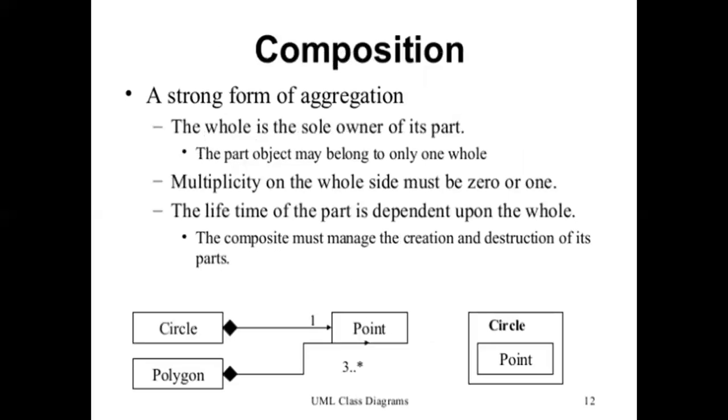Next one is composition. A strong form of aggregation is composition. The whole is the sole owner of its parts. A part object may belong to only one whole. Multiplicity on the whole side must be 0 or 1. The lifetime of the parts depends upon the whole. The composite must manage the creation and destruction of its parts.